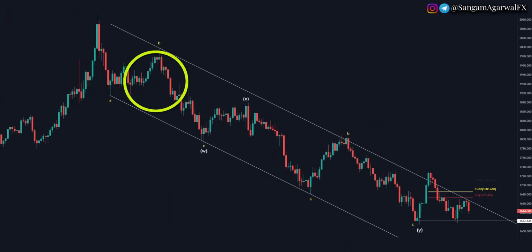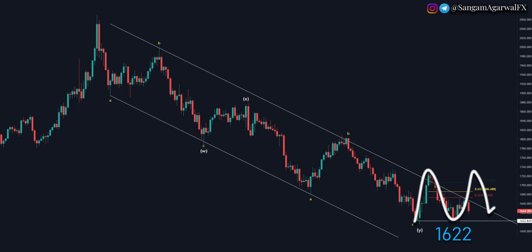But the daily time frame of gold is still bearish. It is making lower low, lower high, and in this wave count, the double zigzag has been completed near 1622, and after that we are in correction. This can be a flat ABC correction. That is why next target 1730 or maybe a triangle.